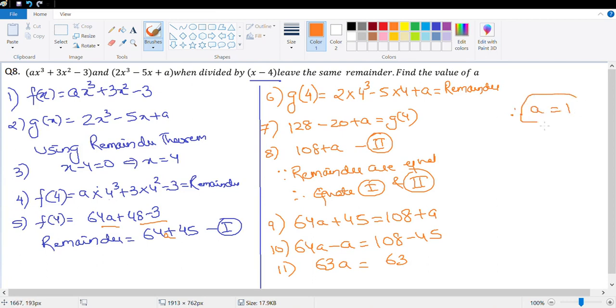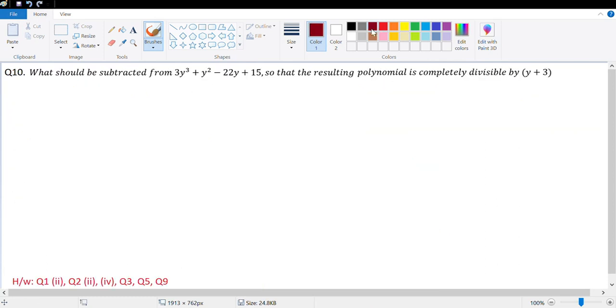What do they want us to find? Find the value of a. The value of a is 1. Fairly simple. That brings me to the last question of this exercise that I do with you, which is question number 10.